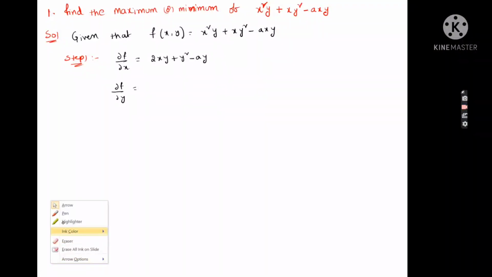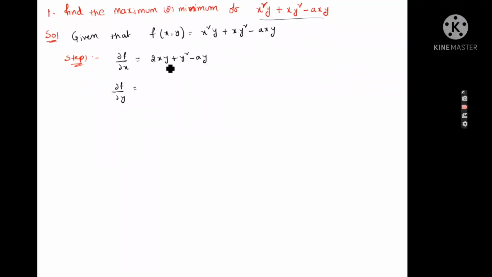Now coming to the problem. See, this is the problem. Find the maximum or minimum of x square y plus x y square minus a x y. So this is a function of two variables x and y. Given that f of x comma y equals x square y plus x y square minus a x y.